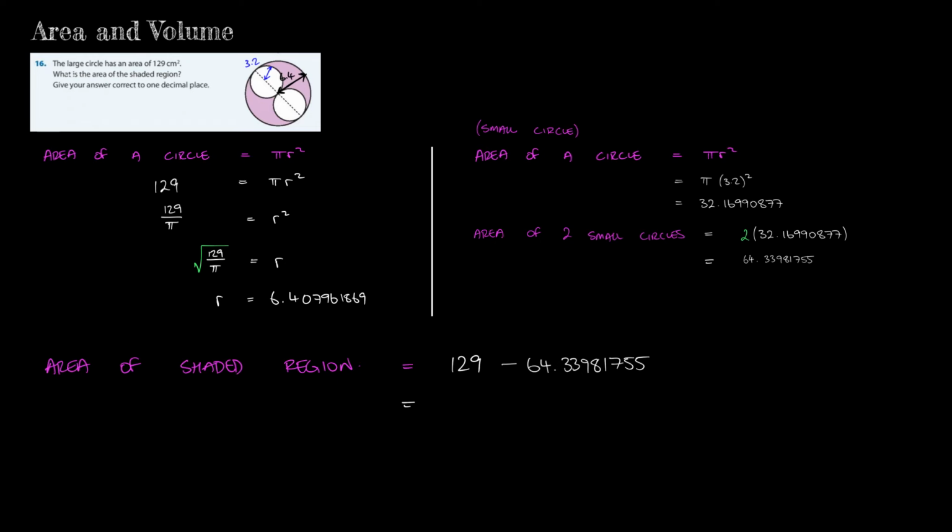So 129, subtract that, the answer is 64.66018245. It asked me to give my answer correct to one decimal place. So if I go to correct to one decimal place, all I need to do is go back one, draw a line down there, and see the number that follows. So my answer will be 64.7. And are we dealing with meters or centimeters? Centimeters. Okay.